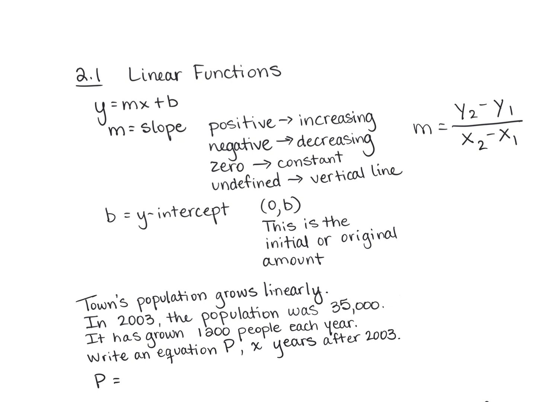So we have the slope formula, m equals y2 minus y1 over x2 minus x1. And from this formula, y equals mx plus b, we know that b is the y-intercept. So this gives us the initial or original amount.